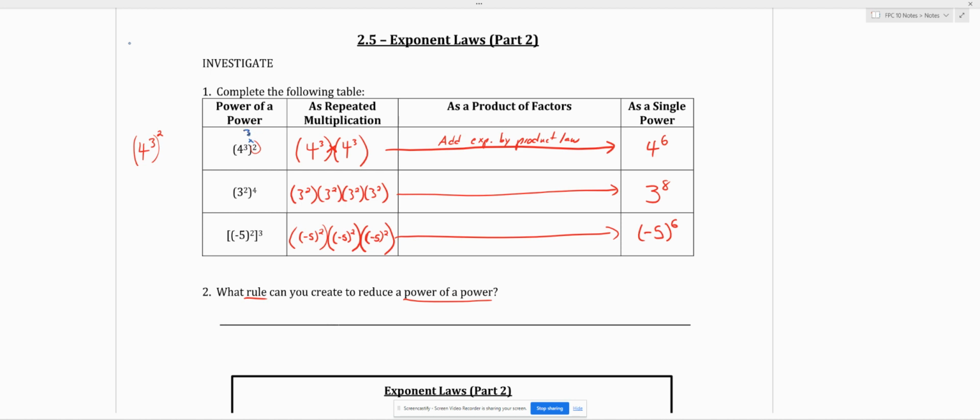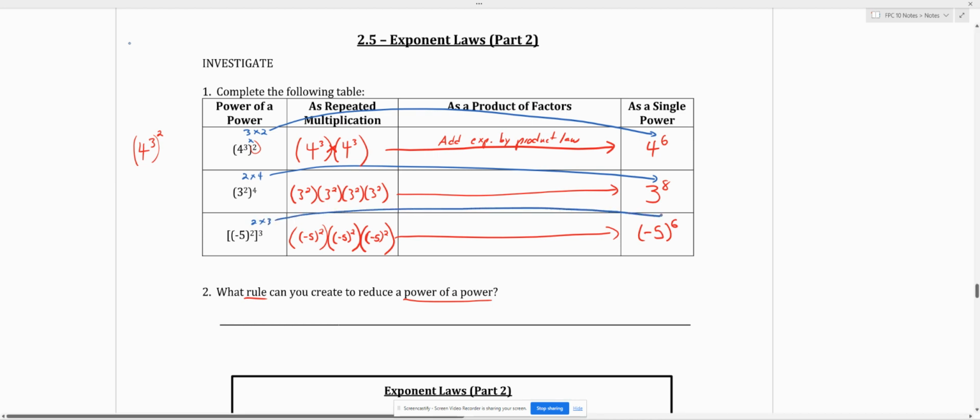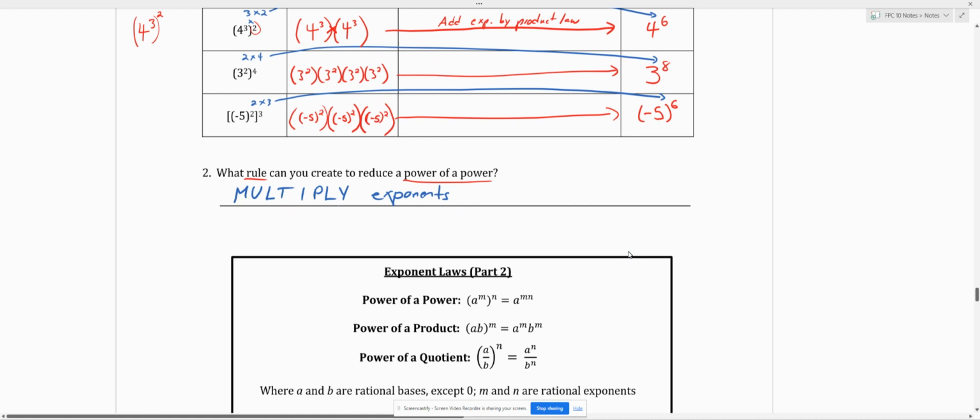So all we're doing here is multiplying these. So we're just going 3 times 2 to get us 6. Here is 2 times 4, multiplying the exponents together to get 8, and 2 times 3, all the way over here, to get 6. Okay, so our rule: we multiply exponents when we're doing a power to a power.